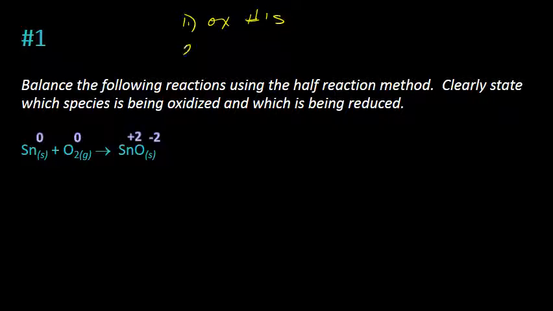The second thing that you're going to want to do is write down OIL RIG, because oxidation is lost, reduction is gained. So who's losing electrons? Who's gaining electrons? Well, I'm going to start with oxidation. I usually start with reduction, but this time for some reason I started with oxidation.